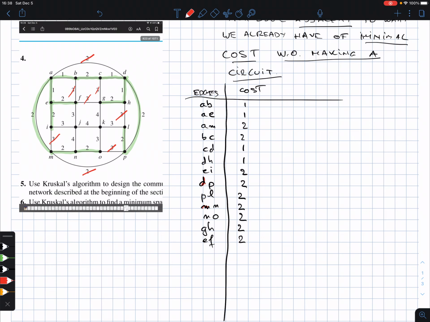And there are no 2's left. The ones that I have not used, these 2 are already unacceptable because they create circuits. So I have to start looking for cost 3, and I see one here of cost 3. This one, well, doesn't matter. I'll take this one. FJ.